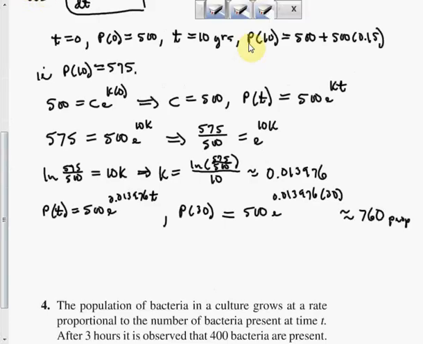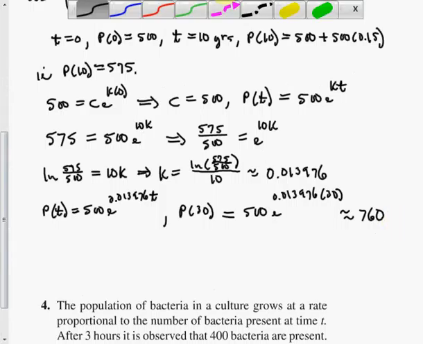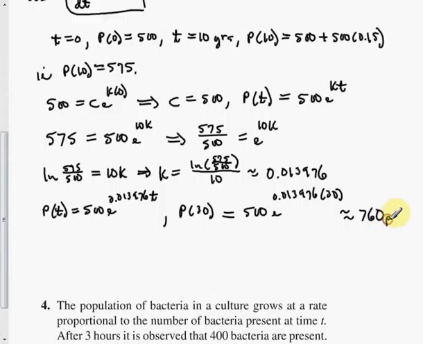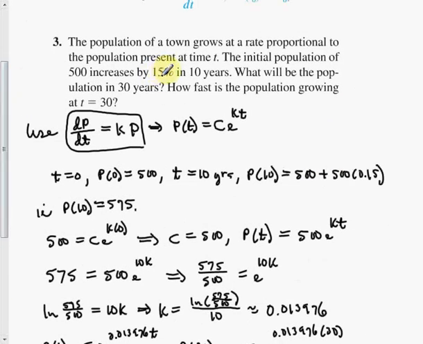Yes, sir. Yes, sir. What's 15% of 500? It's 75, but the population would be 500 plus 75. Yep.